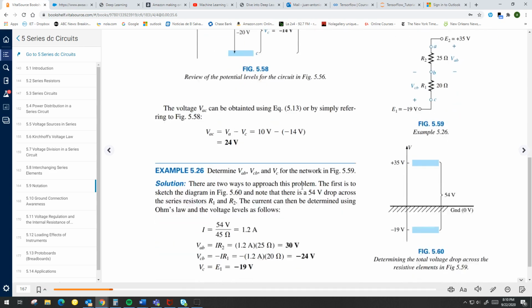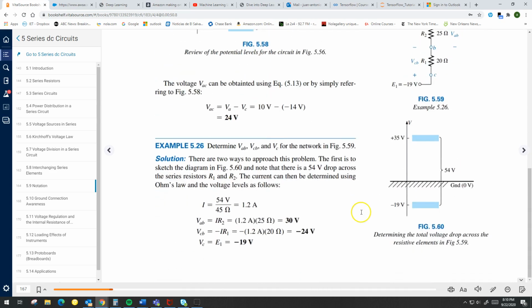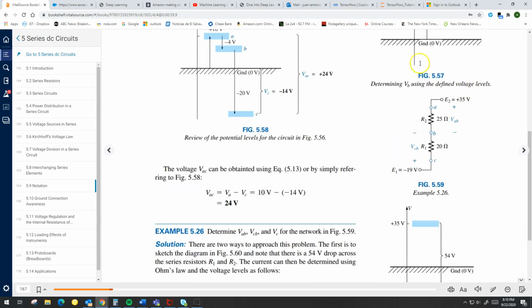I'm just going to leave you to look at that one, 525. But let's look at 526. It says in figure 559, which is this one, right? It says find the voltage VAB, which is indicated right here across R2. Find the voltage CB, which is the voltage across the R1 resistance, and the voltage VC in this network, right? VC is right here, right?